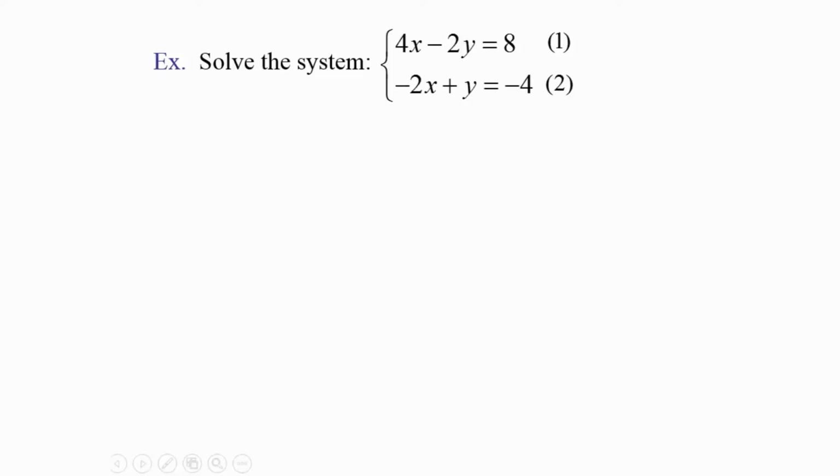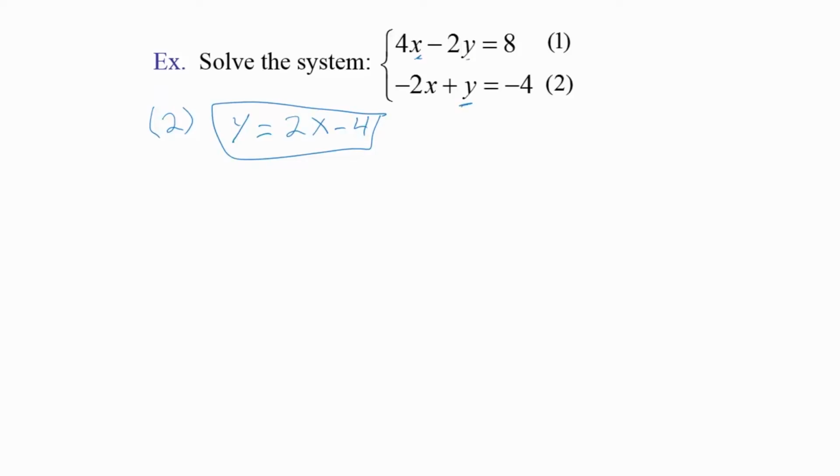Now here is another system of two equations, two unknowns. Again, the unknowns are x and y, and now you have to solve for x and y. Okay. Now this time let's solve for y in the second equation. Keep y on this side and take everything to the other side. So y would be equal to 2x minus 4. That's from the second equation.